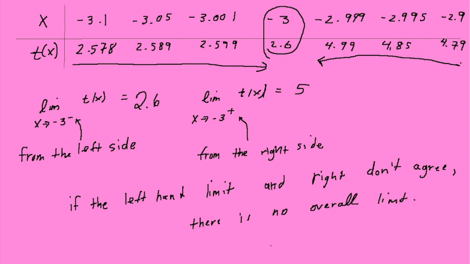So we would say a normal limit, like limit as x approaches -3, and since it doesn't have a symbol up here, it means from both sides, so just coming in from the left and the right, we would say this limit does not exist. This limit does not exist because the left-hand limit is going to 2.6, the right-hand limit's going to 5. Since they don't match, the overall limit, x approaches -3 in general, does not exist.